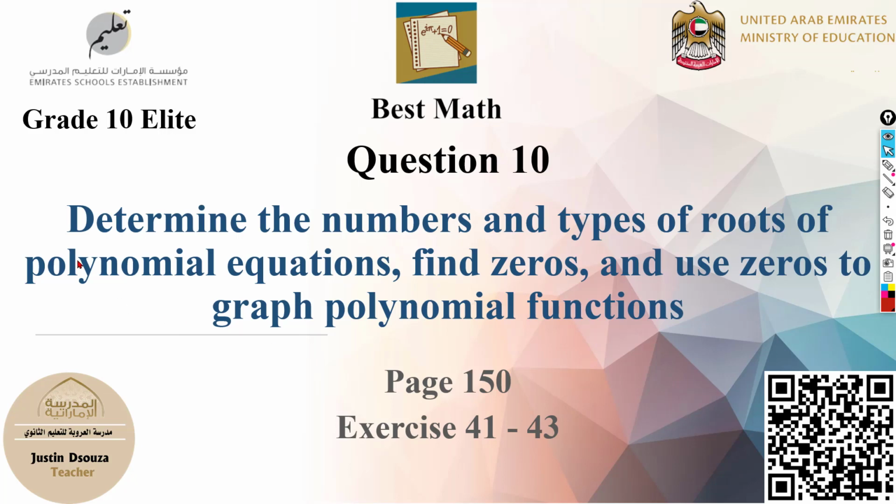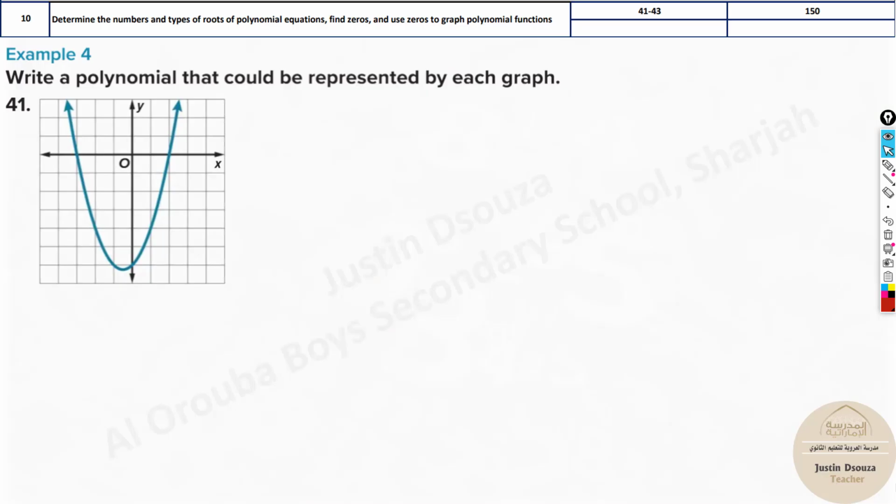Here we have to find a lot. It's a lot, we can go one by one. First, we need to understand how many roots there are from the graph, and how many types of roots there are. We also have to find the zeros, and we have to try to write the equation. Let's look into the questions.